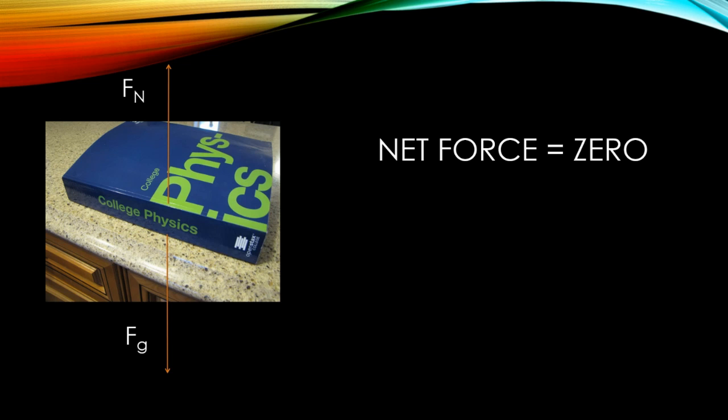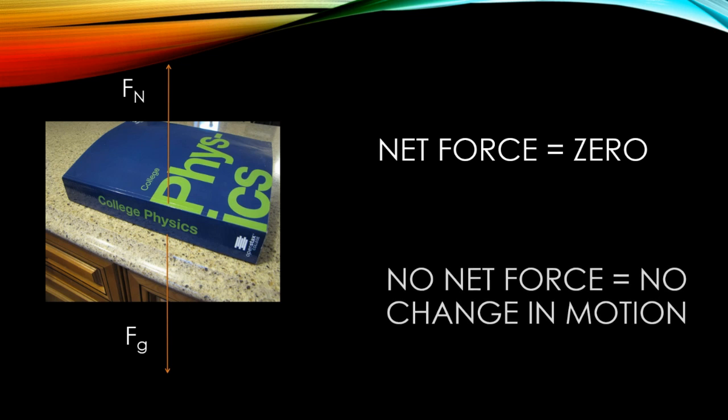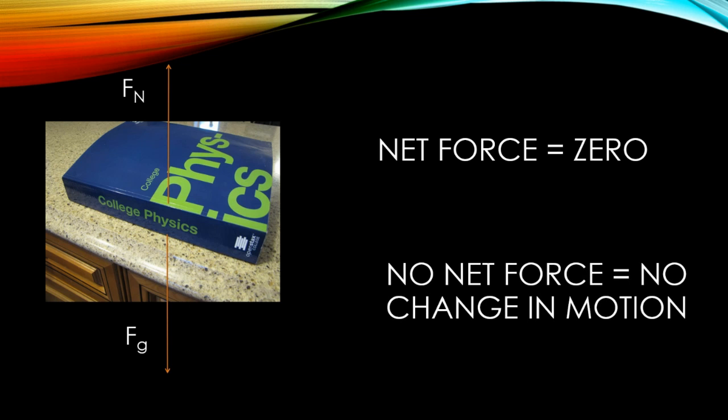This is basically what is happening with gravity and normal forces here. The two forces essentially cancel each other out. This is what we mean when we say the net force is equal to zero. And when the forces balance, Newton's first law says an object's motion will not change.